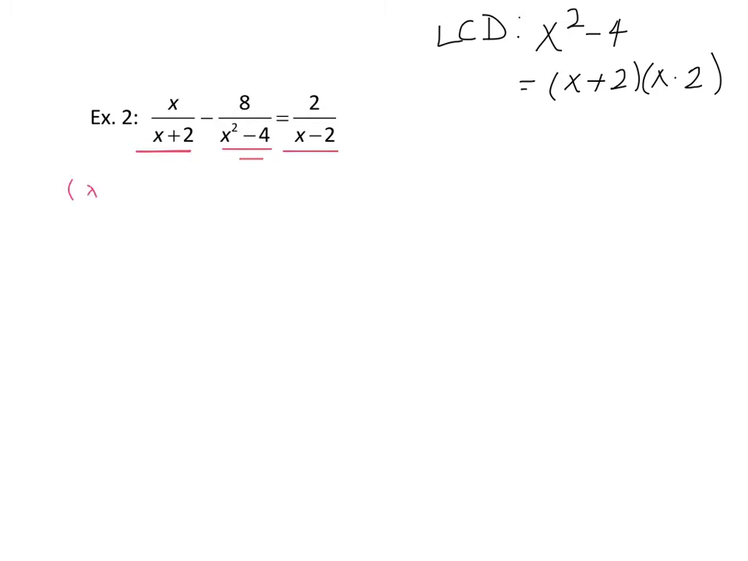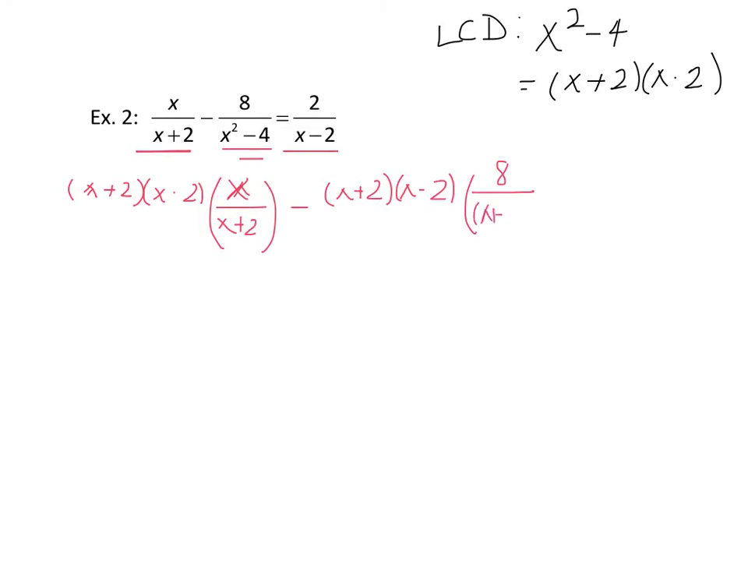So I have x plus 2 times x minus 2 times x over x plus 2. And then I have minus x plus 2 times x minus 2 times 8 over essentially x plus 2, x minus 2.